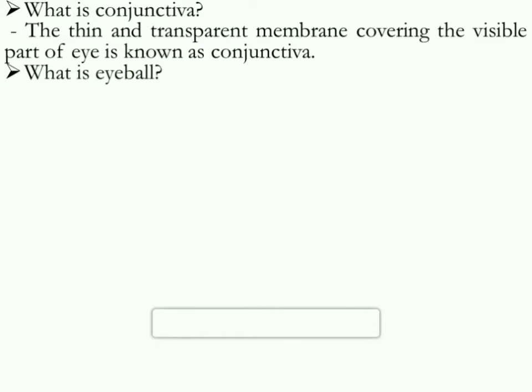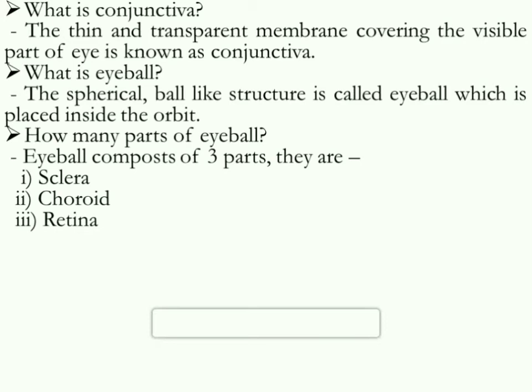What is eyeball? An eyeball is the third part of our eye. The spherical ball-like structure is called eyeball, which is placed inside the orbit. Now, there are some parts of eyeball. Let us know how many parts the eyeball has. Actually, the eyeball is composed of three parts. They are sclera, choroid, and retina.